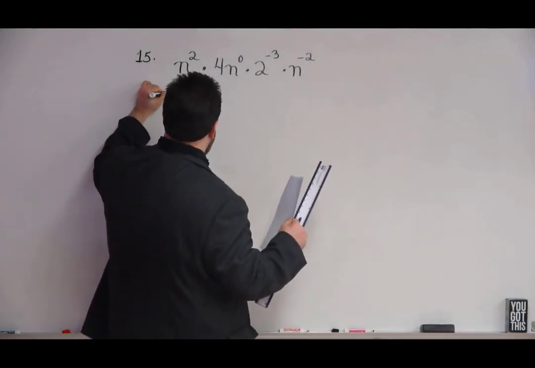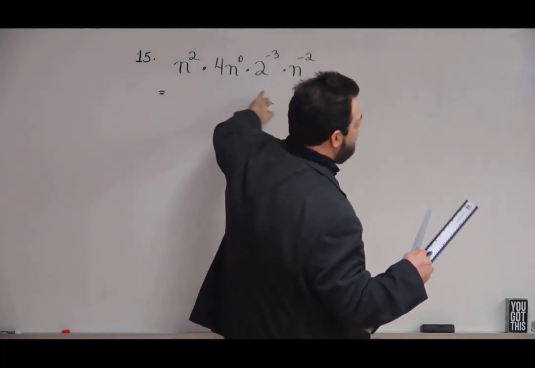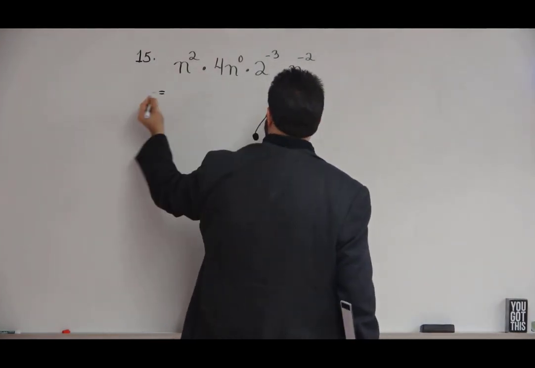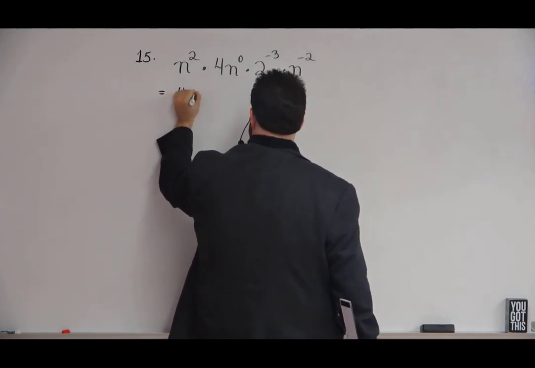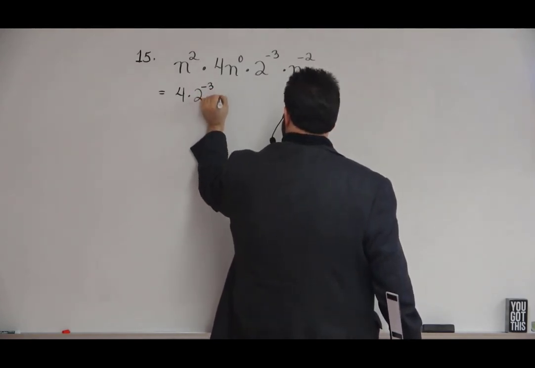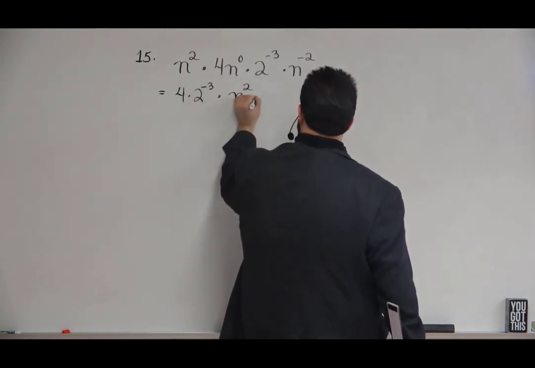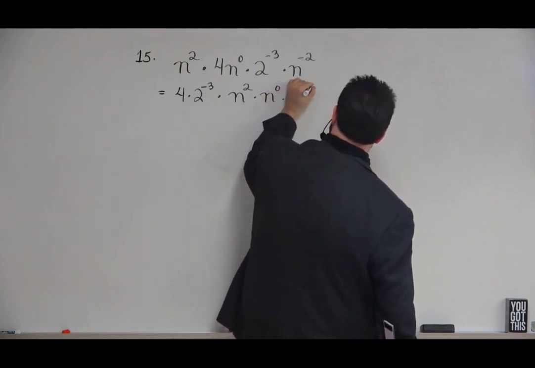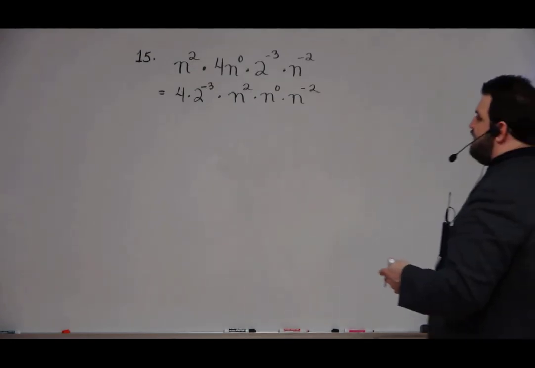Remember, with multiplication, you can group terms however you want. So let's gather the n's together like this. So first, I'm going to pull the numbers out. I'm going to put 4 times 2 to the negative 3 over here kind of off by itself. And then I'm going to put times n squared times n to the 0 times n to the negative 2. Now this is going to make it a little bit more obvious what our task is.